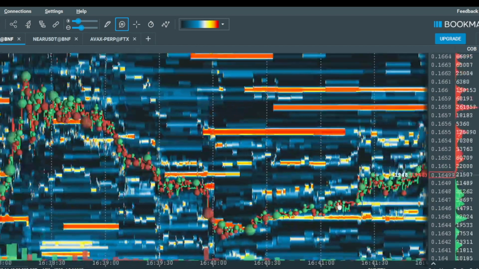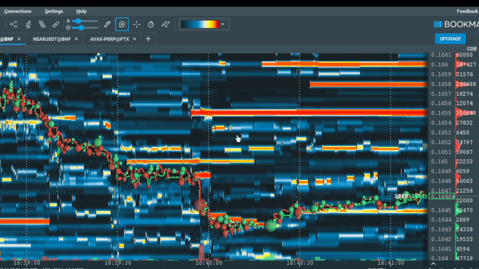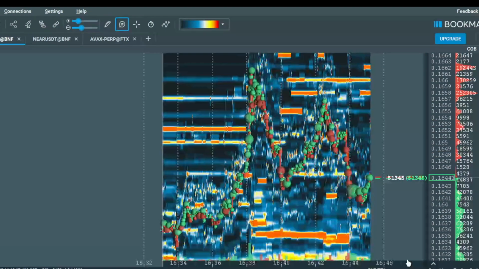Okay. When you see passive spoofing, weirdly enough, if you could be the first seller, then it's probably not a terrible idea. I don't want to endorse that, but a lot of times when people put on large walls, price does tend to move away from them. So if you were the guy who sold like here at 16478 and then bought back at like 16434, that would have been quite good.